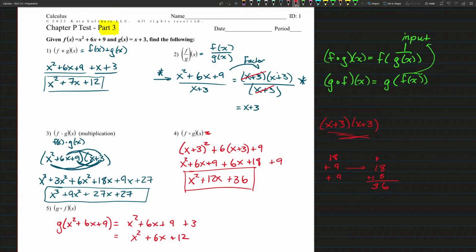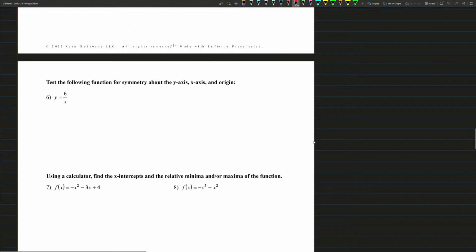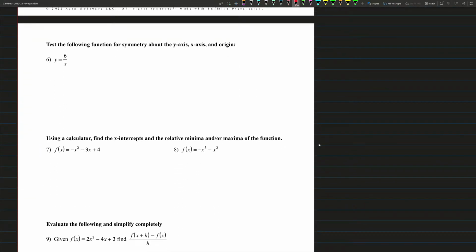All right, so I'm guessing there's no questions from that. If there is, again, I can always go back. But I want to move on to the next part. Testing for symmetry. So up above, I did have it, but I want to write it again.